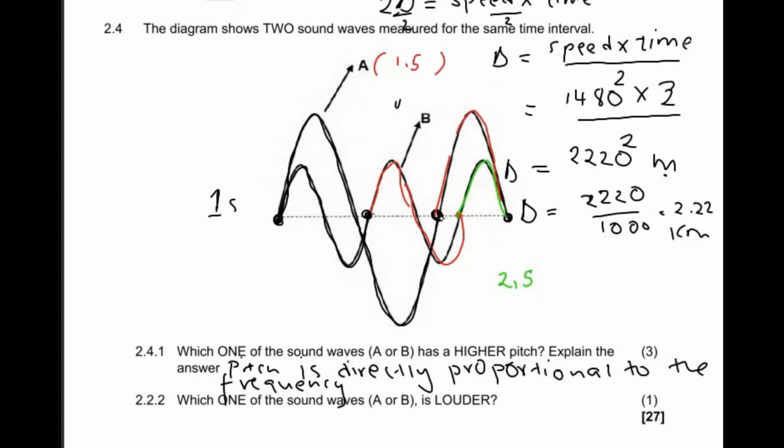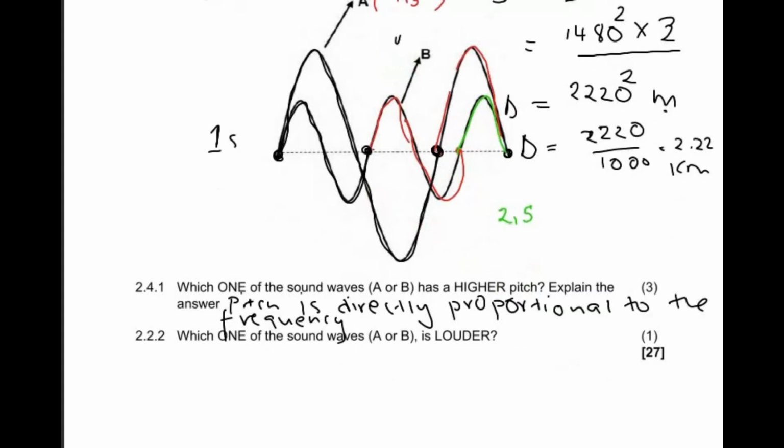So which one has the highest frequency? The one that has the highest frequency is the one that has completed more waves in the given time interval, and that is B. So it means that B has a higher pitch. So you write B, you'll get a mark. And why? Pitch is directly proportional to the frequency. The higher the frequency, the higher the pitch.